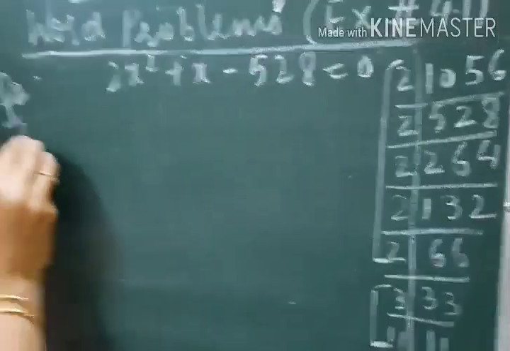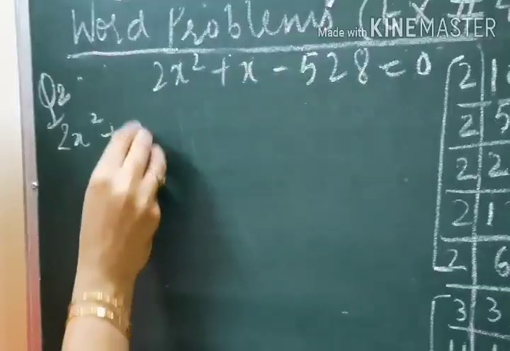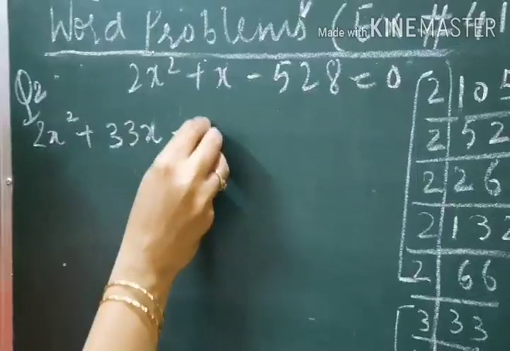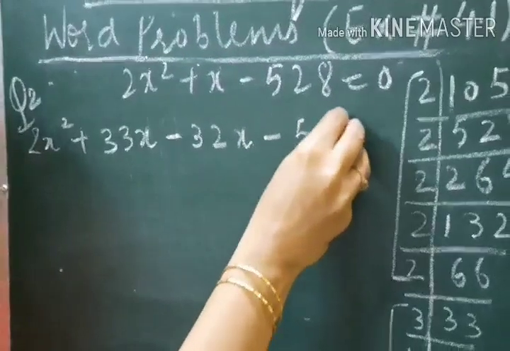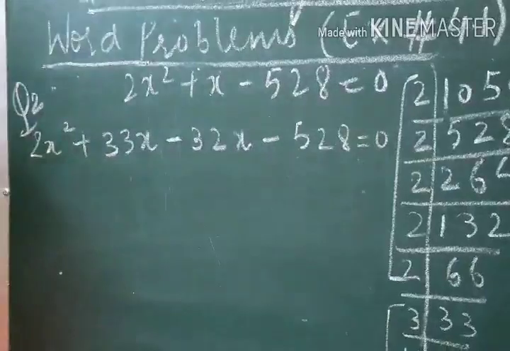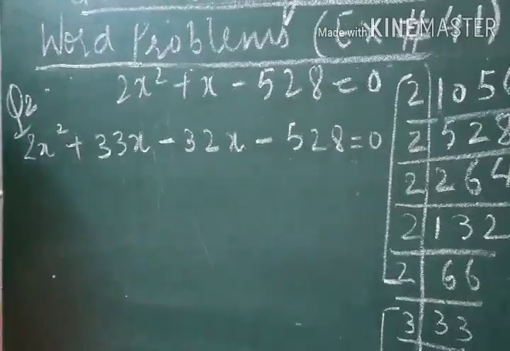So we will write 2x square plus 33x minus 32x minus 528 equal to 0. Is it clear how I have made it?